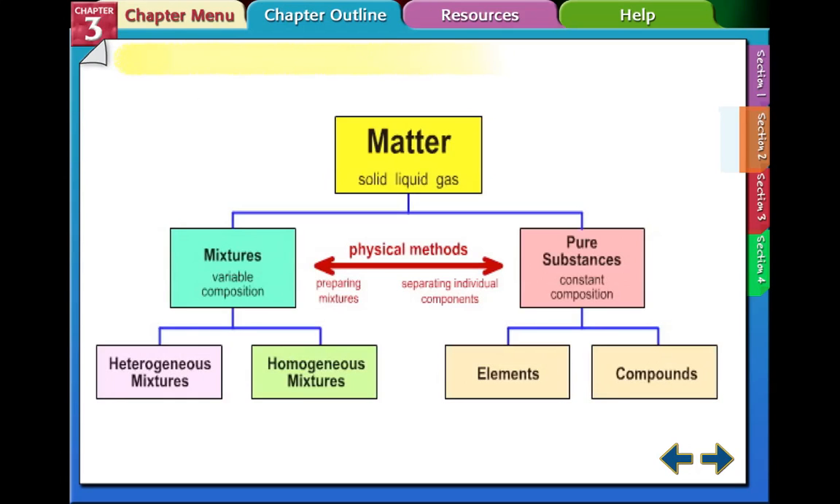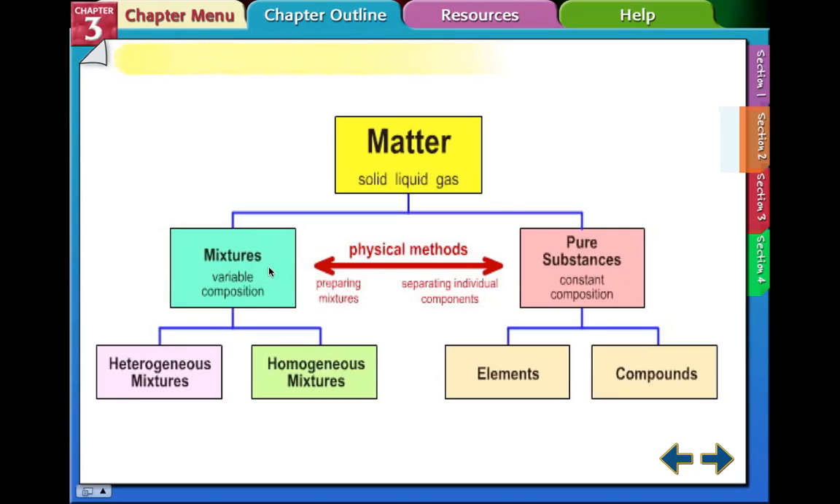Here is a good diagram to help you understand matter. Matter can be a solid, liquid, or gas. We talked a little bit about plasma, but we're going to leave that one out for now. Now, we need to determine if it's a mixture or a pure substance. If we have a pure substance, remember, nothing else is mixed in there. So it has a constant composition. It is either an element or a compound. And those two items we're going to talk about in the next section. Okay, so we can go to mixtures.